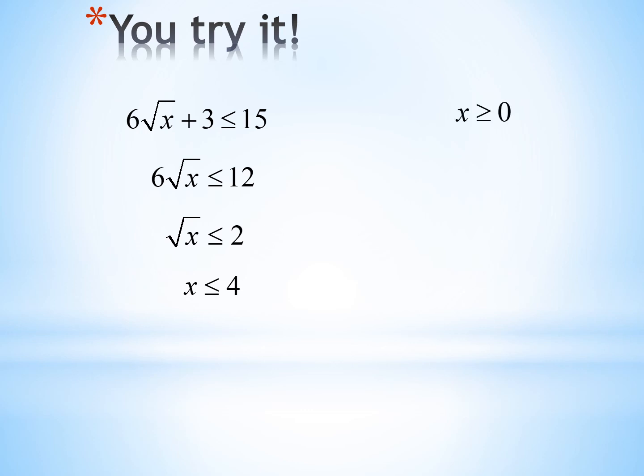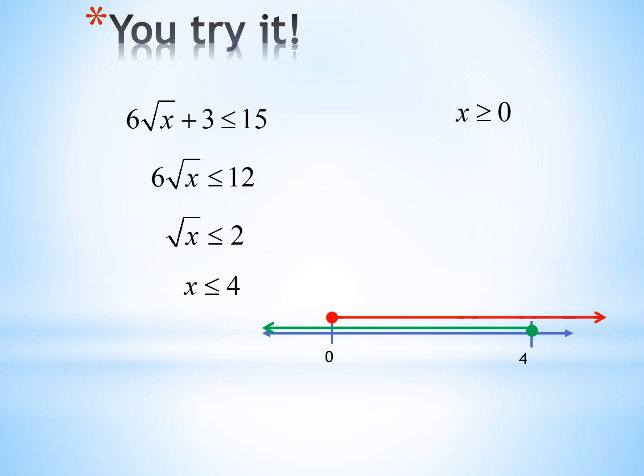But we know that x also has to be greater than or equal to 0. So we're going to graph both of these inequalities, and we're going to look for where they share all the points. Well, there's the red and the green in between 0 and 4. So your final answer is a conjunction where 0 is less than or equal to x is less than or equal to 4.